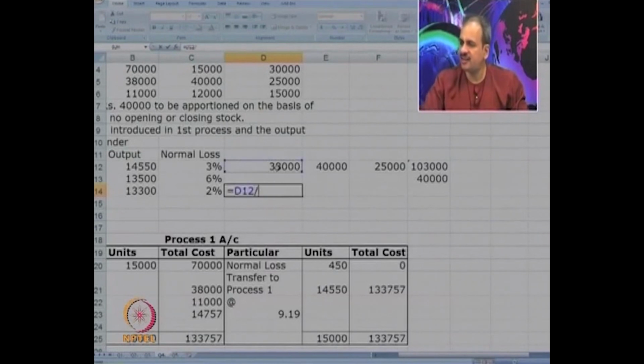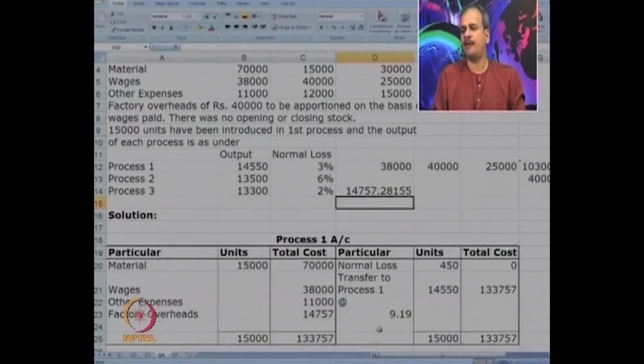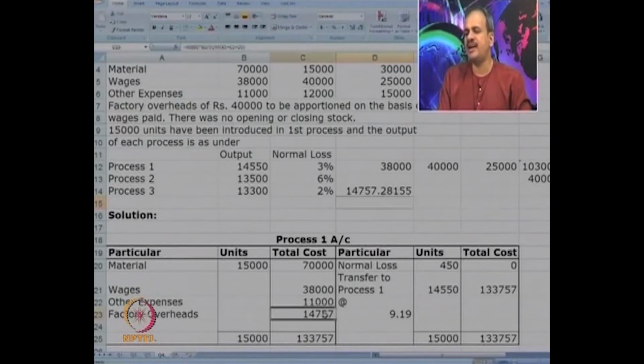So 38 upon 103 into 40. So you get 14,757. Is it clear to all? I am just showing it again so that you can yourself calculate it. The calculations are already done in the solution, wherein the factory overheads are taken at 14,457. You can see the formula which is used.